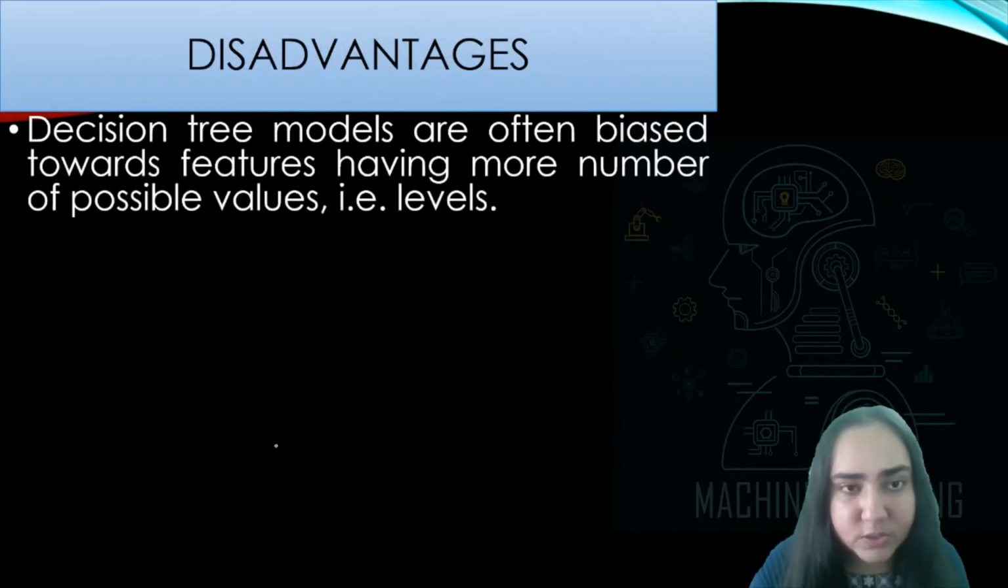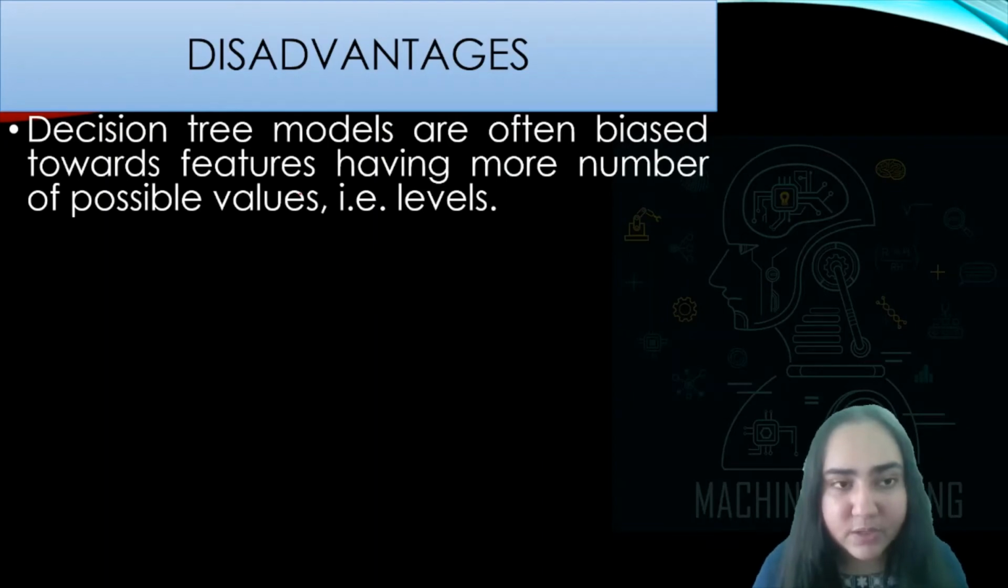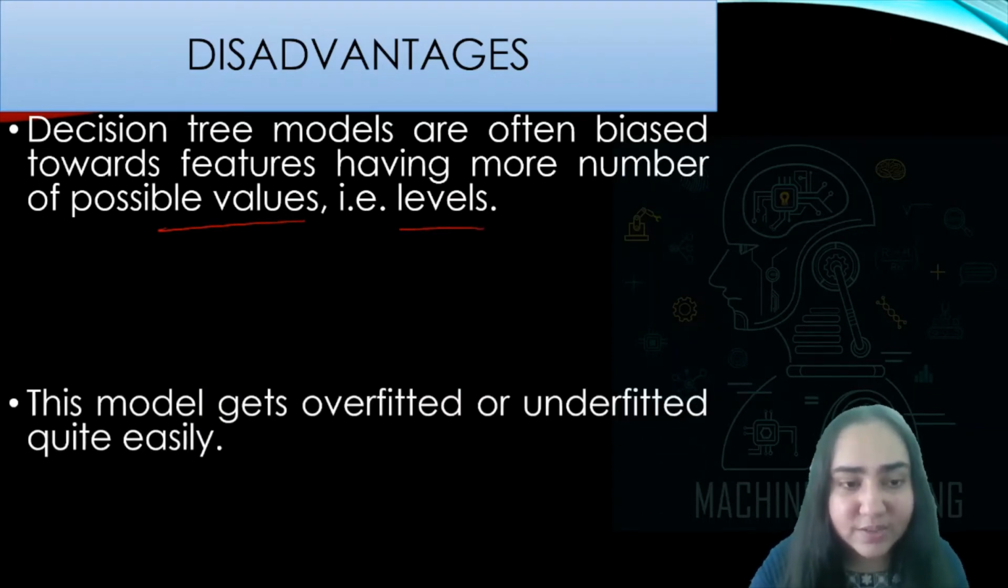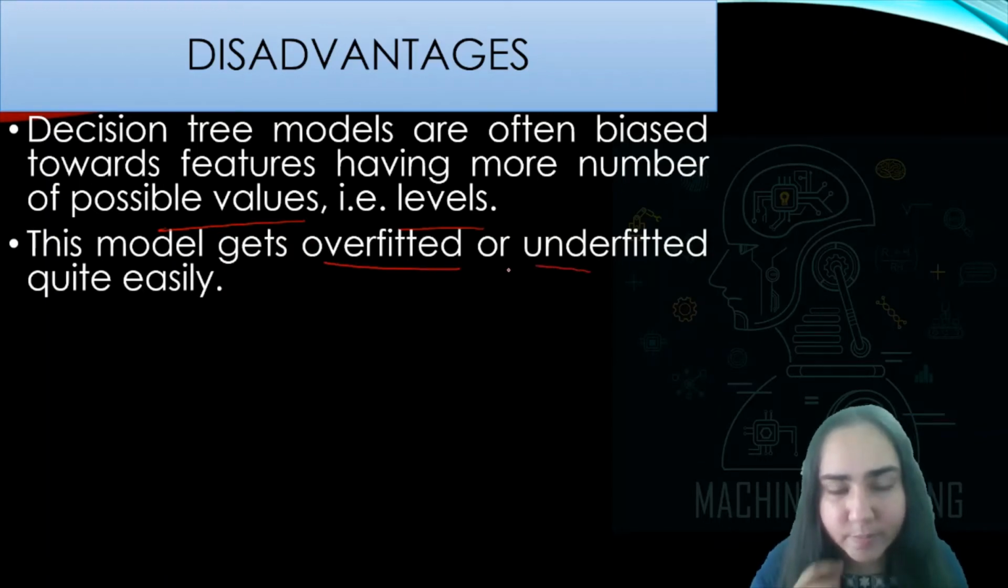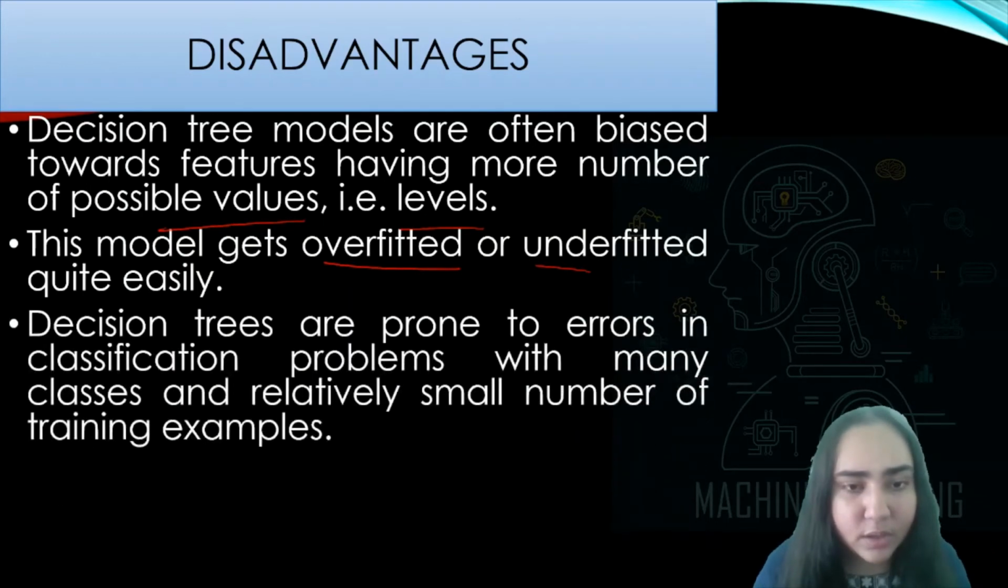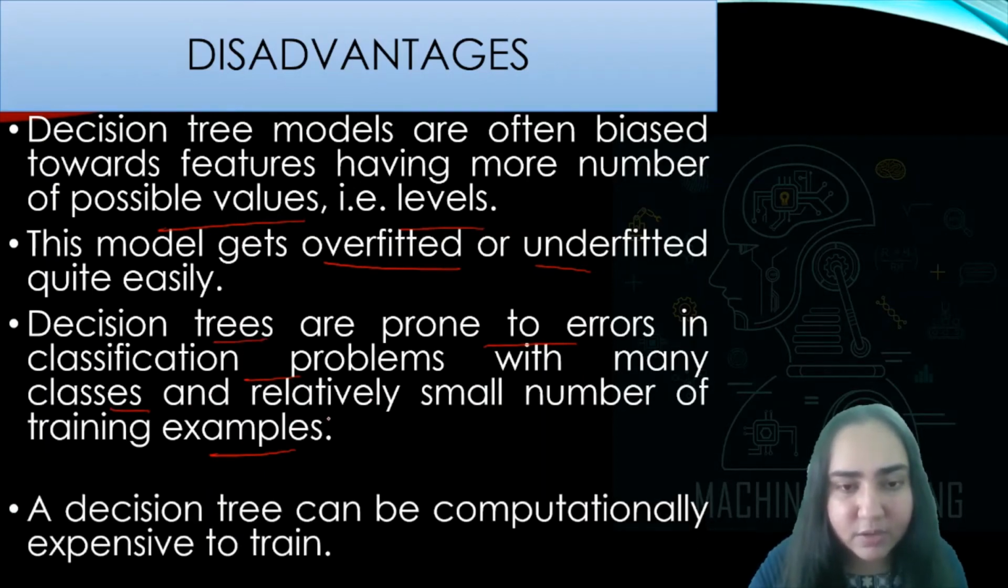What are the disadvantages? So in a decision tree, you often have bias towards features which are having more number of possible values. Okay, so if there are features that have more number of values, then the decision tree gets biased towards those. It can get easily overfitted or underfitted, for which you have to perform pruning. And they are also prone to errors in classification with many classes and relatively small number of training examples. Okay, so if you have classification problems where you have lots of classes, but you have small training examples for each class, your decision tree might have errors.